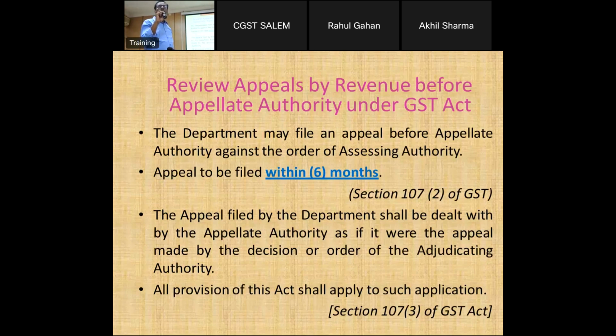If the order has been dropped, that's what I told, the taxpayer is satisfied with the reply given to the show-cause notice, and the adjudicating authority is of the opinion that there is no tax payable. He can drop the case, or partially drop it, or use some other section. In such cases, the department can examine, and can go on appeal within 6 months. The commissioner will decide whether to appeal after review. After that, the department will go on appeal. All provisions shall apply to such an application.